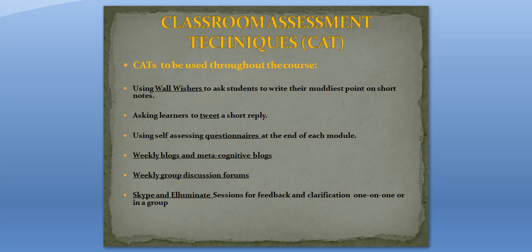Classroom assessment techniques are absolutely necessary to clear up those areas where students are having problems. Wall wishers is a way to state what the muddiest point is on a short note, and it is anonymous, while tweet is not, but basically they answer the same thing. Self-assessing questionnaires at the end of the module will keep me constantly alert to the possibilities that there are problems within the course and it needs to be changed or worked on.